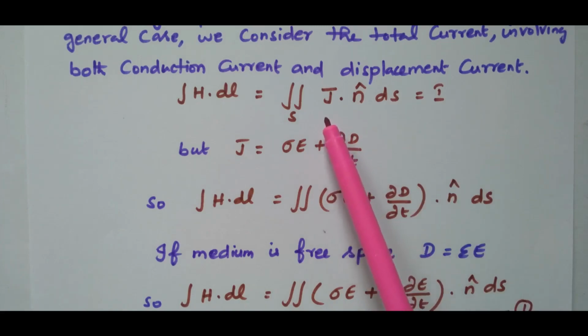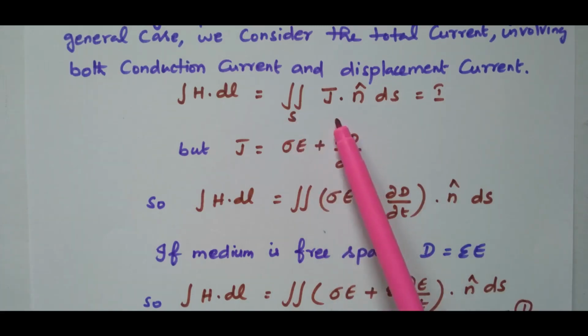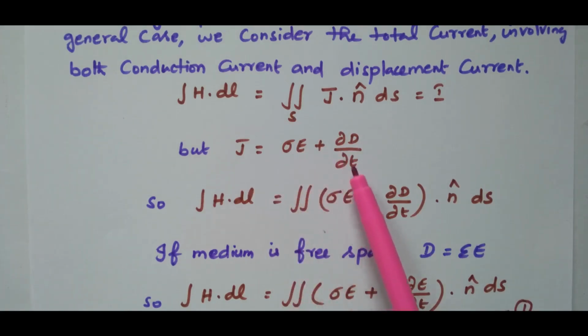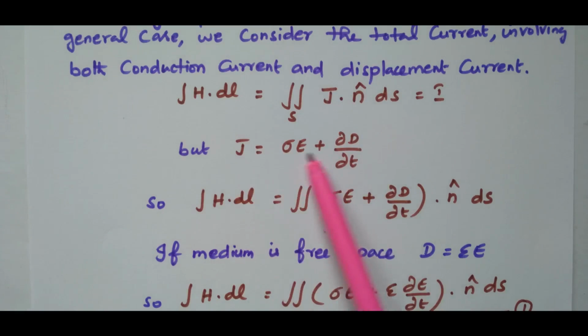In terms of current density, it is given by double integral J dot n cap ds. But J equals sigma E plus dou D by dou t, the current density in other form. Now we can replace J with this expression. So integral H dot dl equal to double integral sigma E plus dou D by dou t dot n cap ds.